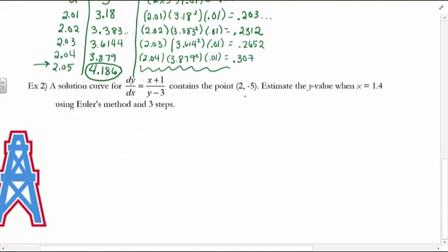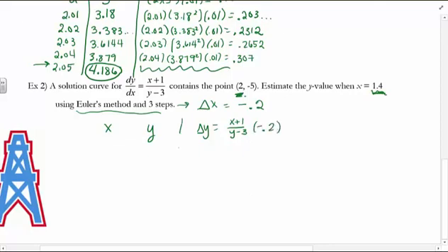The solution curve for this derivative contains the point (2, -5). Estimate the y value when x is 1.4 using Euler's method in 3 steps. So I'm starting at 2. I want to go backwards to 1.4. That's backwards 0.6 basically. So when I use 3 steps, my delta x is going to be -0.2. So x, y, delta y equals dy/dx times -0.2.